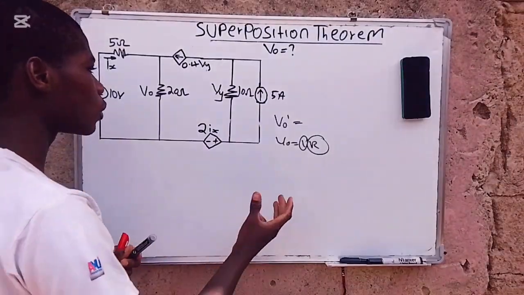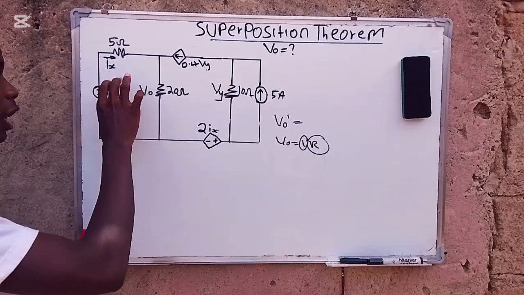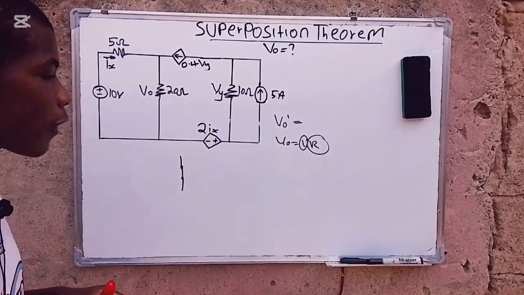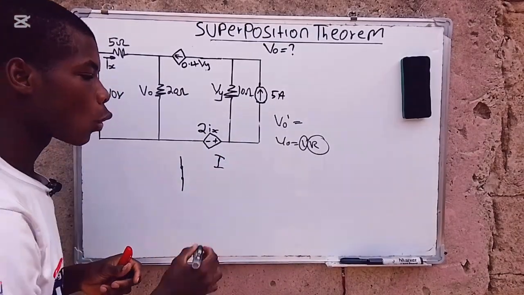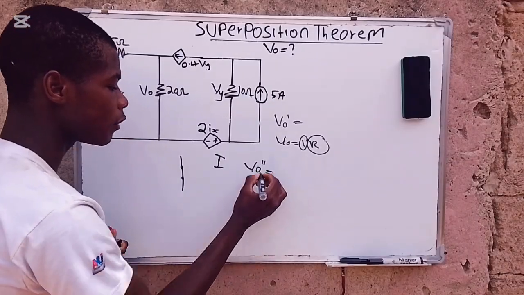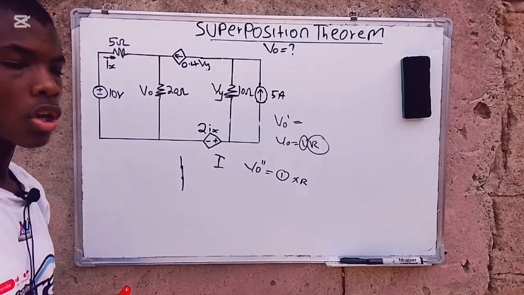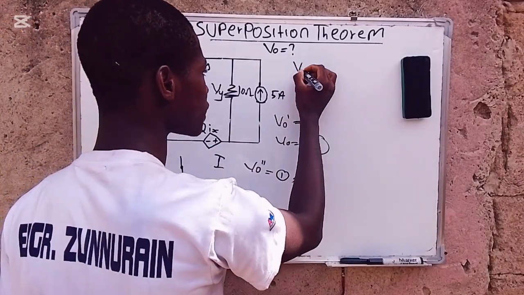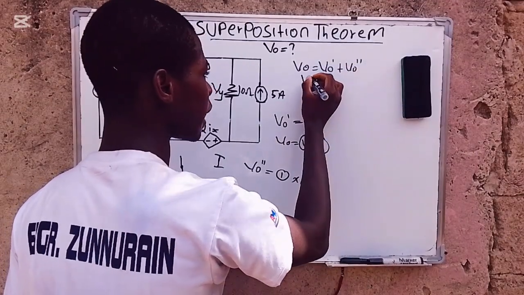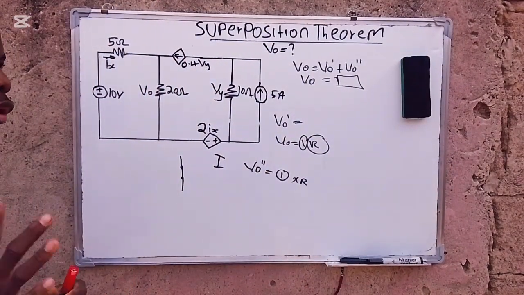After open-circuiting this, we have to short-circuit the voltage. After short-circuiting this voltage, we have to find another current, which we will use to find V0 double prime, so that I end up with the new current multiplied by the resistance. The next thing is that I have to sum these. V0 should now be equal to V0 prime plus V0 double prime, so that I will get the value of V0. So this is how superposition works.